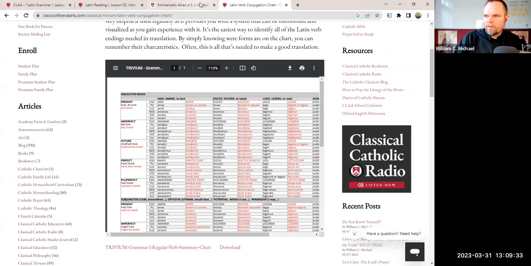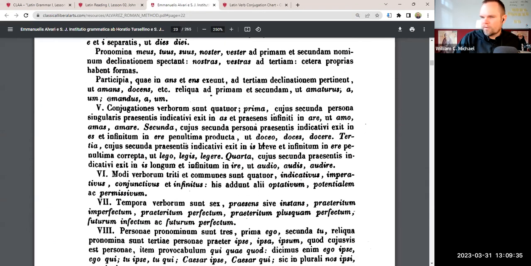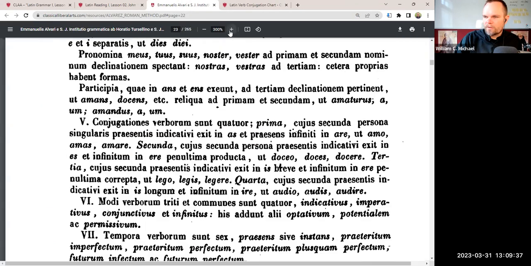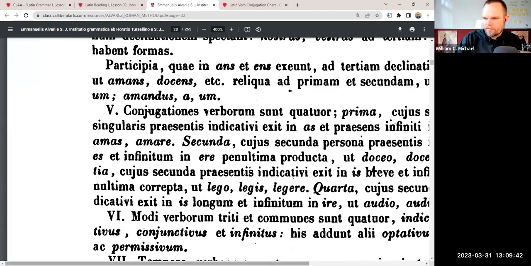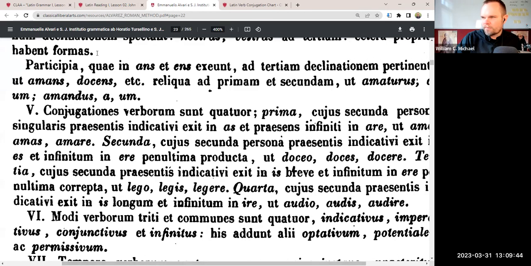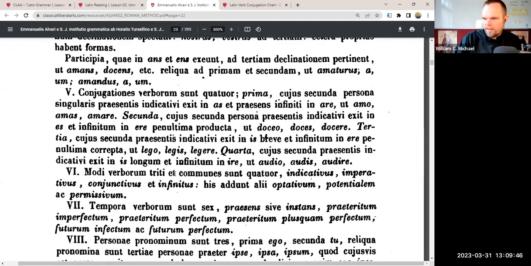So now what we're going to do is go through this rule. Follow me along as we go through it. We're going to learn about the four Latin verb conjugations. The four Latin verb conjugations. Let me just zoom out a little bit.